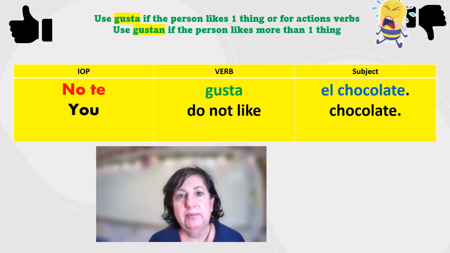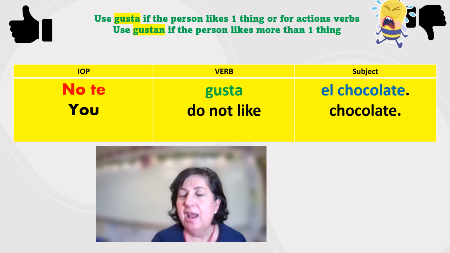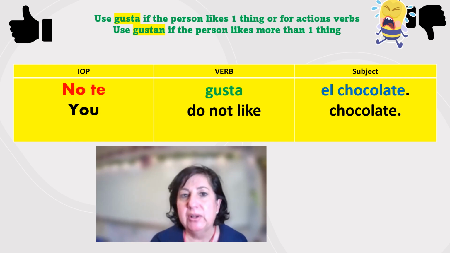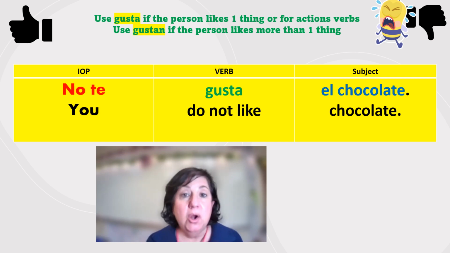Like something, because I cannot expect you to like everything I'll do, right? What about if something is not pleasing to you? All you have to do is place the no in front of the sentence. No te gusta el chocolate. You do not like chocolate. And that's it.